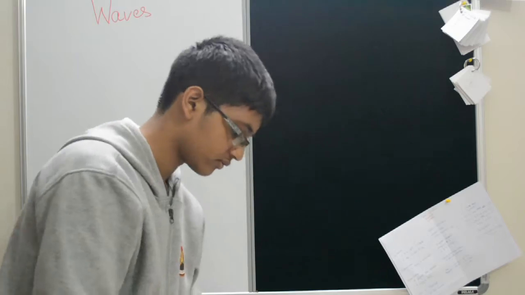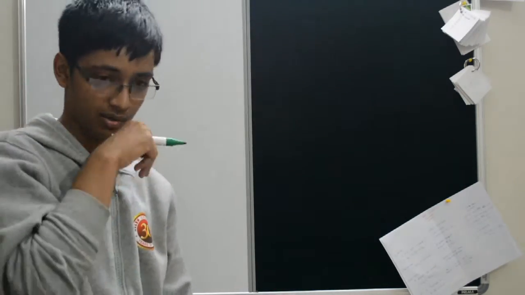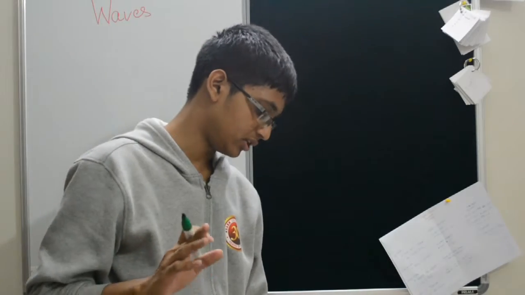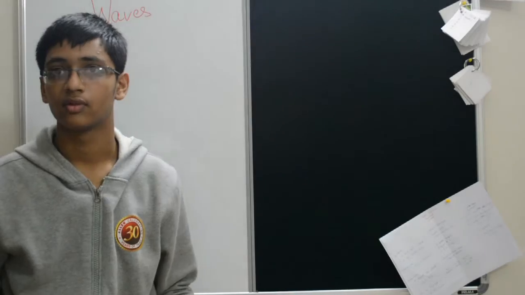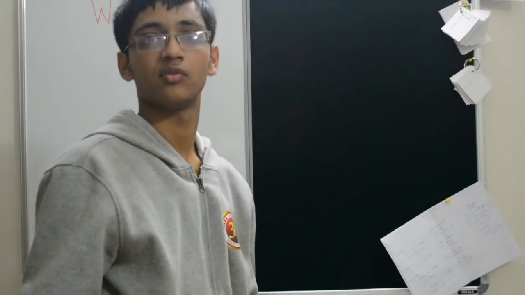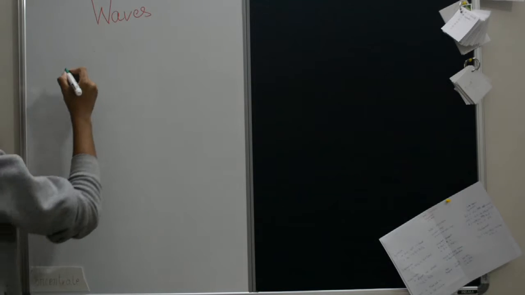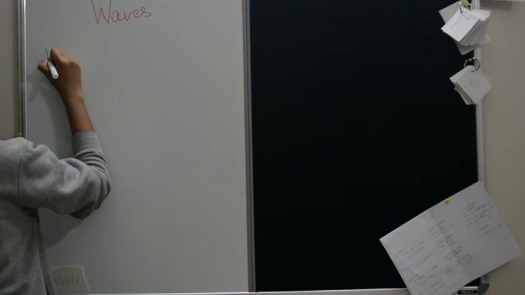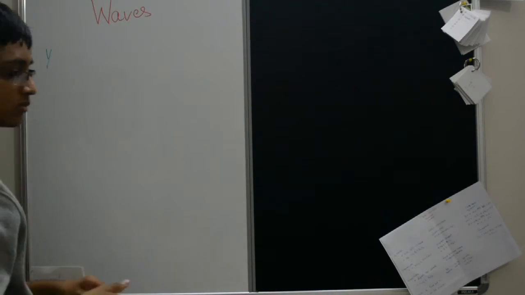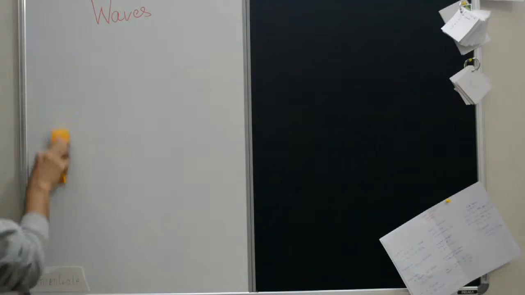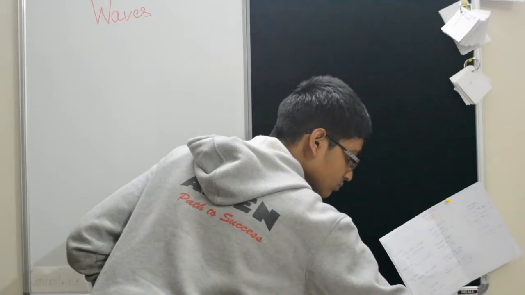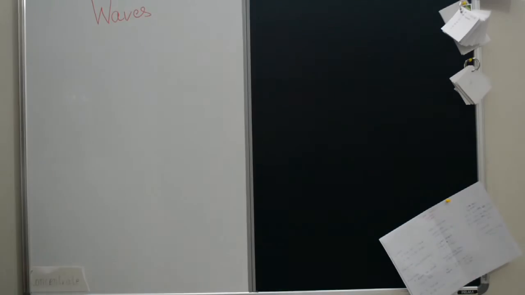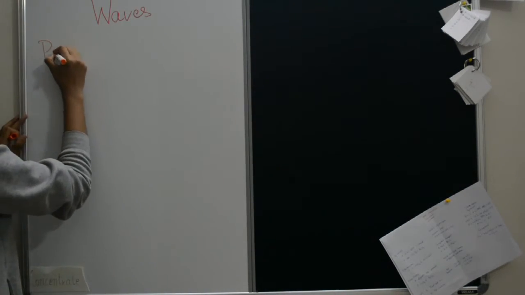Now progressive waves have many different formulas. I'm just going to list all of them, and you will find the relation between them very easy. First thing we'll have is I, progressive wave.